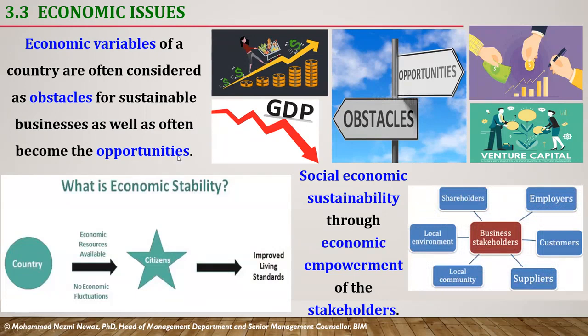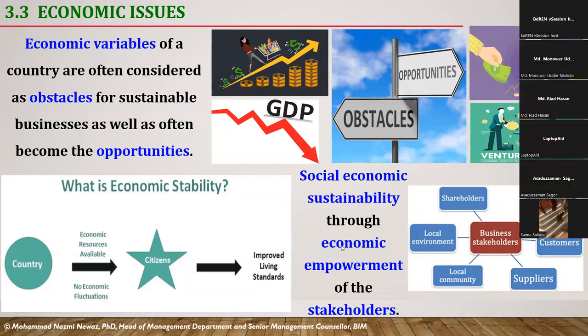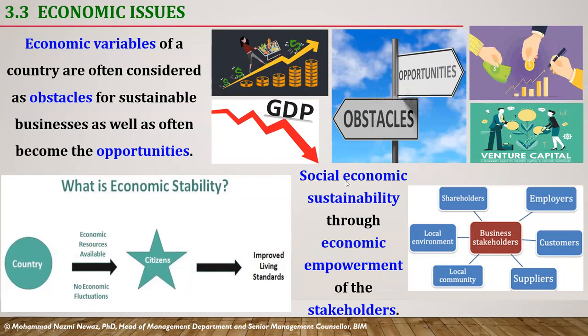If you find any scope that through your business you can improve the GDP, then you are achieving social, economic sustainability. Socio-economic sustainability is achievable through economic empowerment of the stakeholders. Who are the stakeholders? Business stakeholders are employers, customers, inside the organization, outside the organization, all the people are the stakeholders. And once we are empowering all the stakeholders, the society is benefited. So socio-economic stability is ensured.